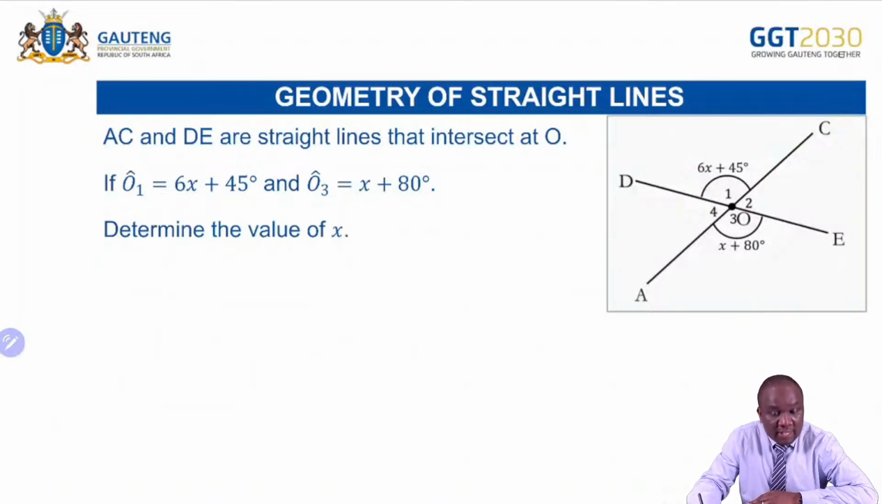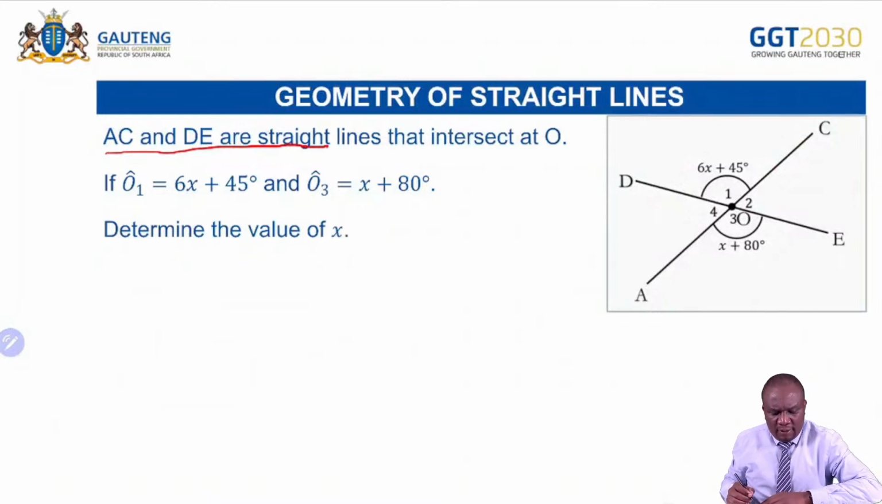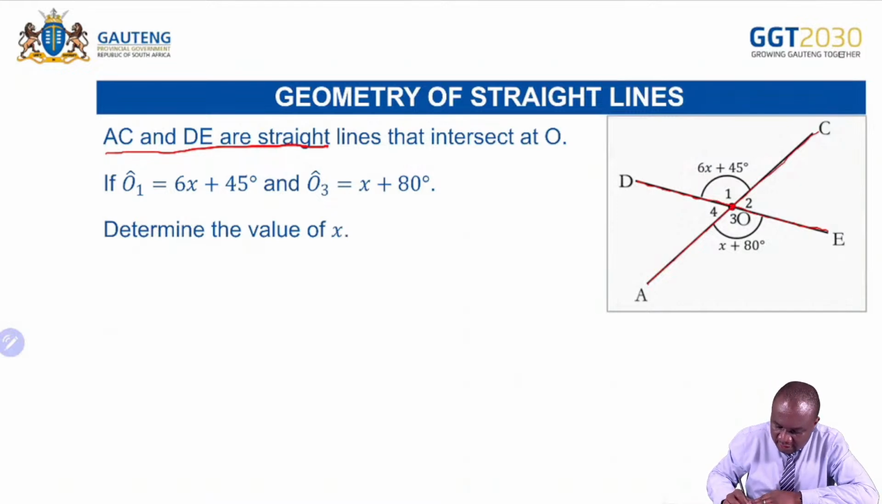AC and DE are straight lines. You can even highlight them. These are straight lines, okay? You can even highlight AC. We're talking about AC. This is AC. And then this is DE. They are straight lines. Very important. That intersect at O. So this is the common vertex here. O1 is 6x plus 45 degrees. We have that one there. O3 is x plus 80 degrees. We have that one there.